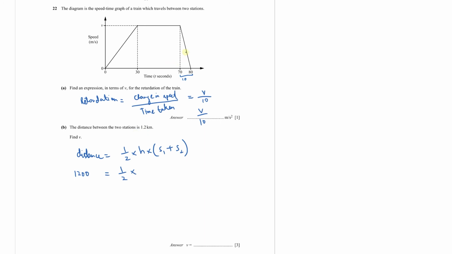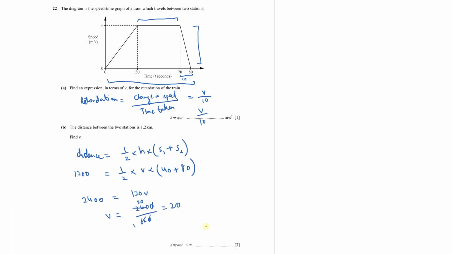1 by 2, the height of my trapezium is V, into the sum of parallel sides. So this length here is 70 minus 30, which is 40, plus this whole length here is 80. So I can take this 2 to the other side. This becomes 2400 equals 80 plus 40, which is 120 V. So V will be 2400 divided by 120. Zeros cancel out. 12 times 1 is 12. 12 times 2 is 24, and then 0. So V equals 20.